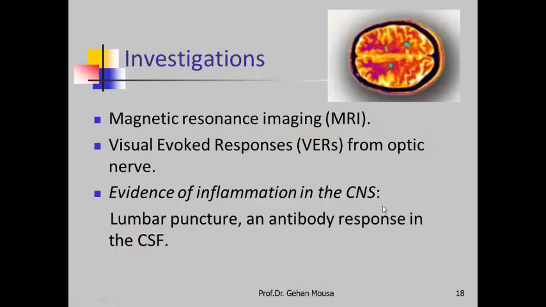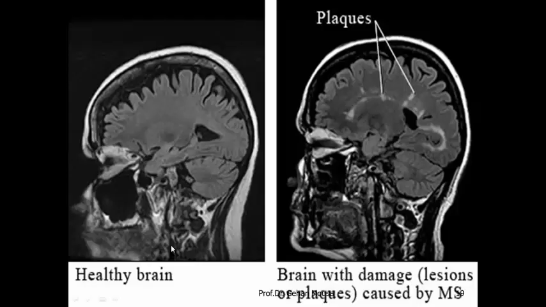The investigations needed by the neurologist: MRI is helpful in detecting the patches in the brain, visual evoked responses for the optic nerves, and lumbar puncture for examination of the cerebrospinal fluid, CSF. This is the healthy brain. This shows the patches or plaques that represent the patchy degeneration of the white matter of the brain.